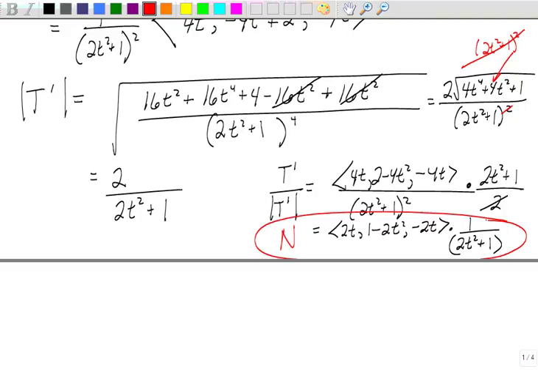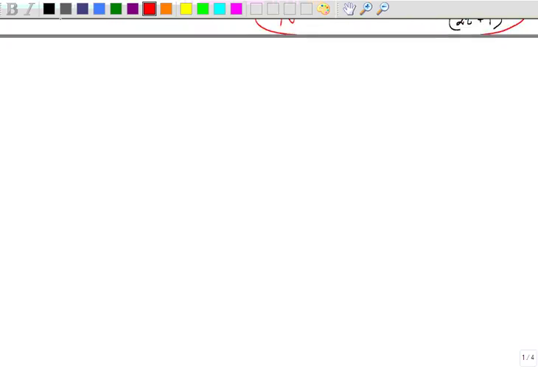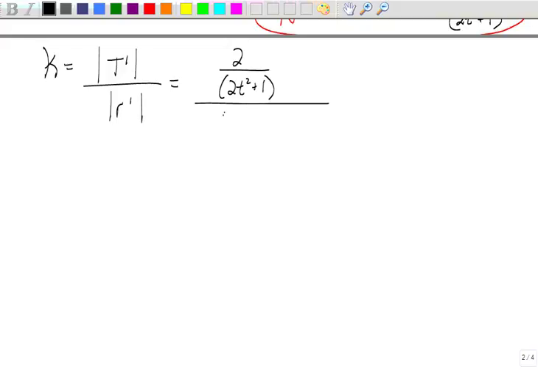Now the curvature is T prime over r prime, so that's going to be 2 over 2t squared plus 1 over 2t plus 1 over t, and that's going to be 2t times 2t squared plus 1 squared. Okay, so basically it's just a lot of algebra.